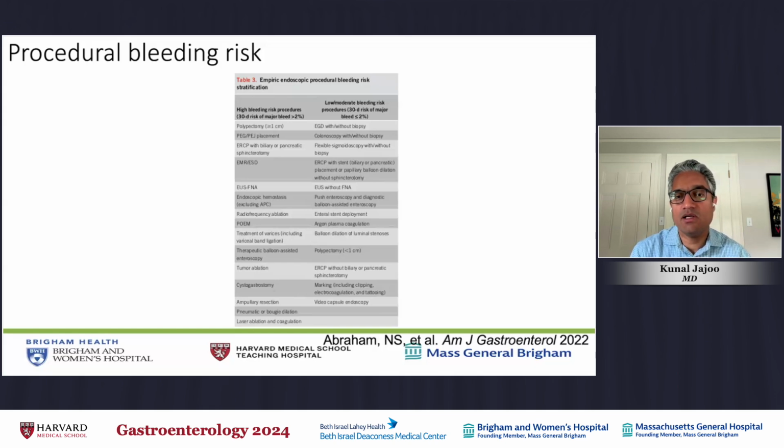When we think about the low to moderate bleeding risk, there are a few here that in the literature are considered low to moderate risk, but many people may not consider as a low to moderate risk. So just to keep in mind that biopsying during endoscopy, colonoscopy, or flexible sigmoid endoscopy is considered low risk. Argon plasma coagulation is considered low risk, and even balloon dilation of luminal stenosis is considered low risk, whereas bougie dilation would be considered higher risk. Also, polypectomy of less than 1 centimeter would be considered low to moderate risk.